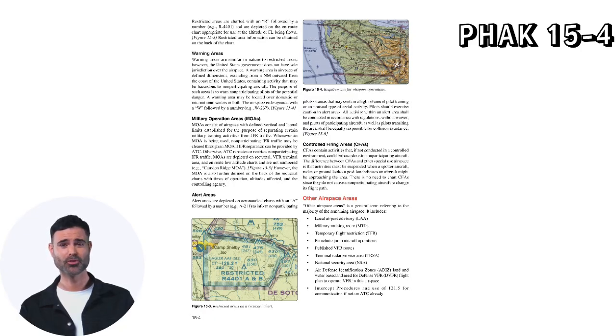Intercept procedures and use of 121.5 for communication, if not on ATC already. Figure 15.5, Camden Ridge MOA, is an example of a military operations area. Figure 15.6, Alert Area A211.